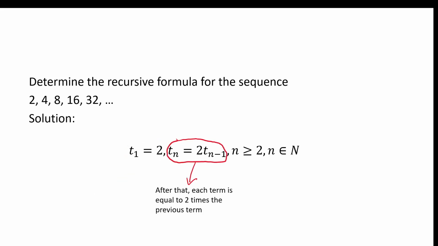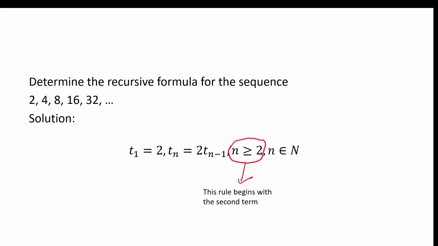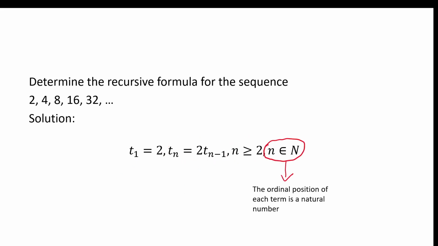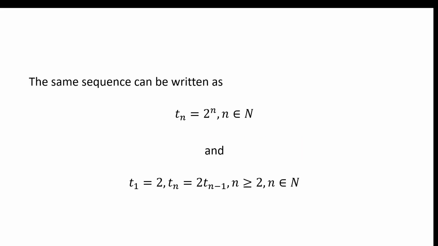In other words, the first term is 2. After that, each term is equal to 2 times the previous term. The rule begins with the second term, and the ordinal position of each term is a natural number. And so in summary, that same sequence could be written 2 different ways.